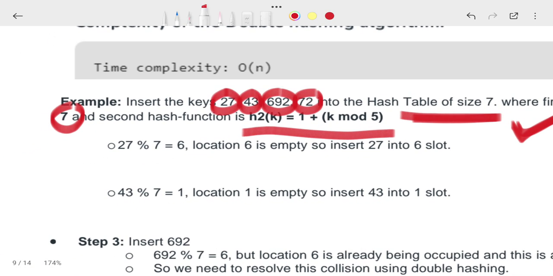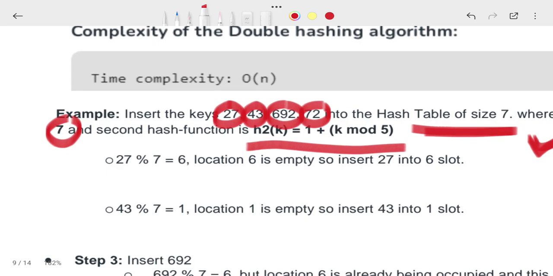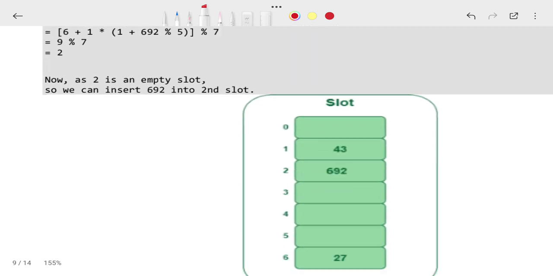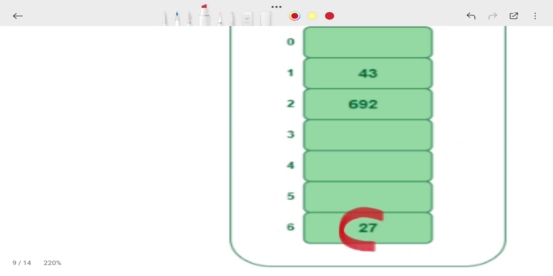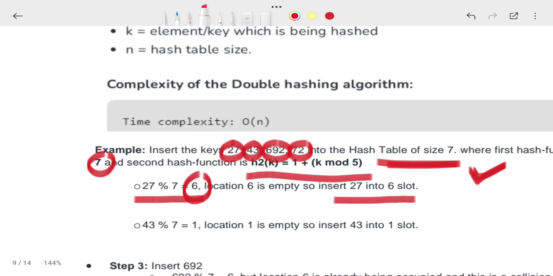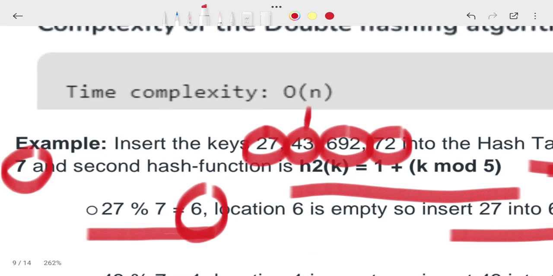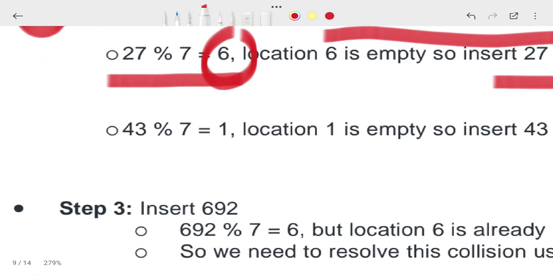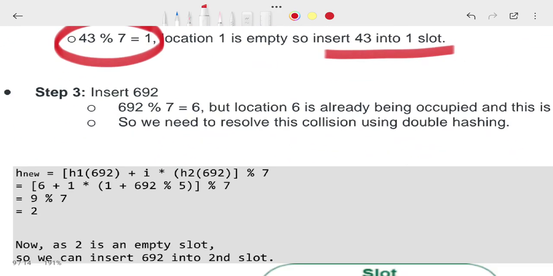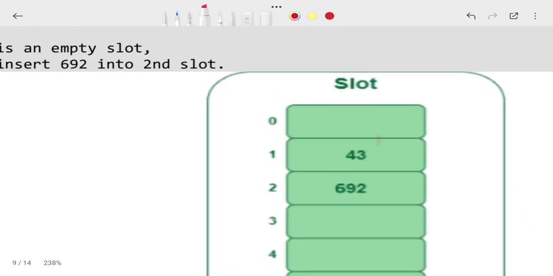Now I will check. For 27, I will divide by 7. I got 6, so at 6 I will place 27. Done, no problem. Next value is 43. 43 divided by 7 gives 1, so at 1 I will place 43.